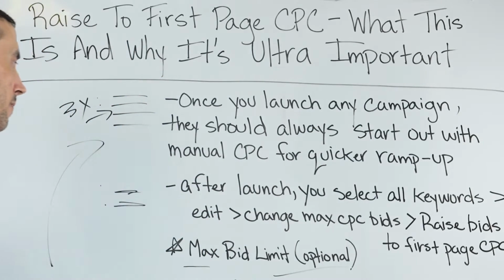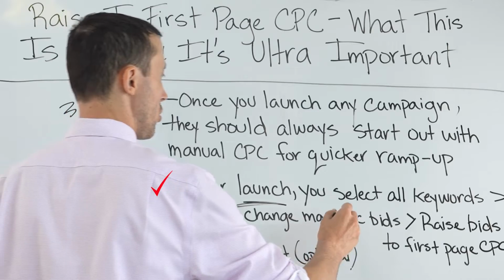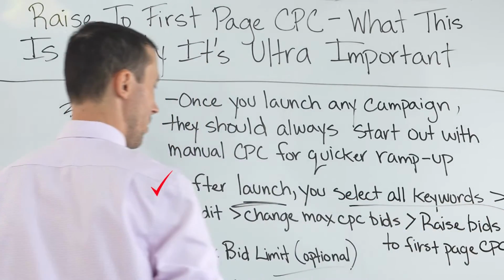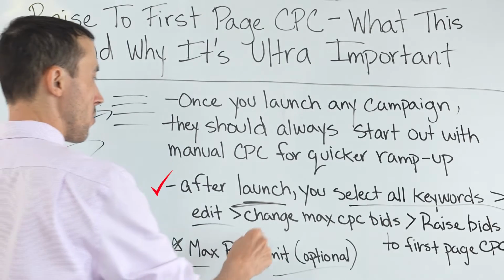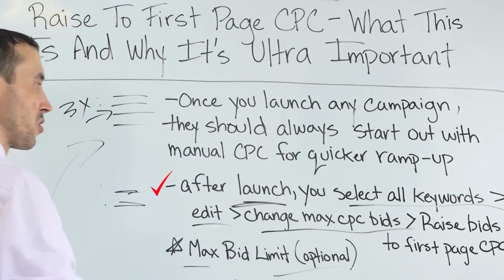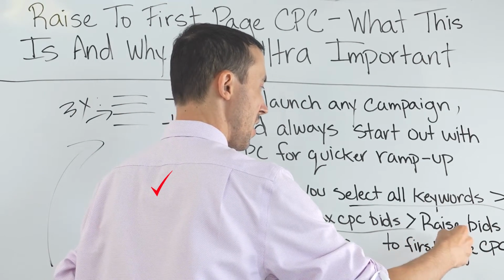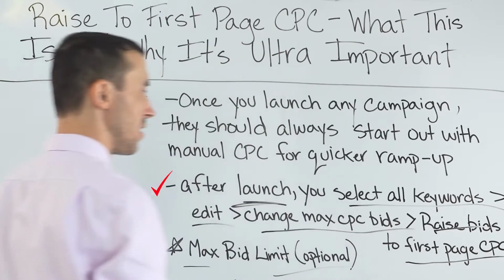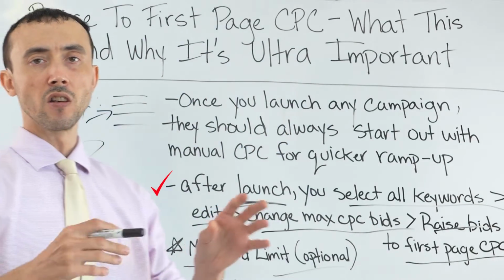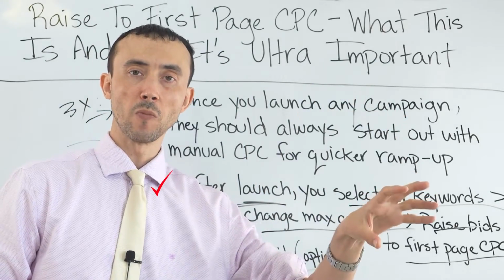So with that said, after you launch a campaign though, you should select all your keywords and click edit, then go to change max CPC bids, which is where you get to this raise to first page CPC option, if you didn't know it already, and then click raise bids to first page CPC. That'll get all your keywords to a minimum bid to get shown on the first page.